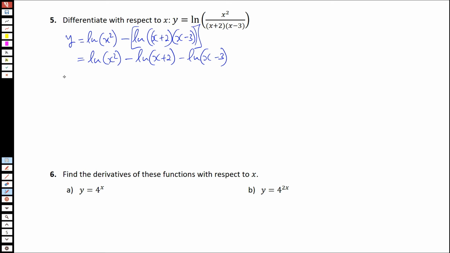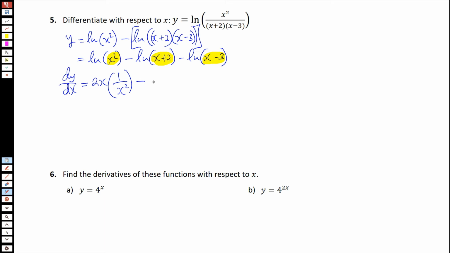by term. So dy over dx will be equal to, now one thing you have to notice here is I will apply chain rule for each of these terms. So the first case, if you apply chain rule, the derivative of x squared is just 2x multiplied by 1 over x squared, because the derivative of ln x is 1 over x, and our x happens to be x squared.